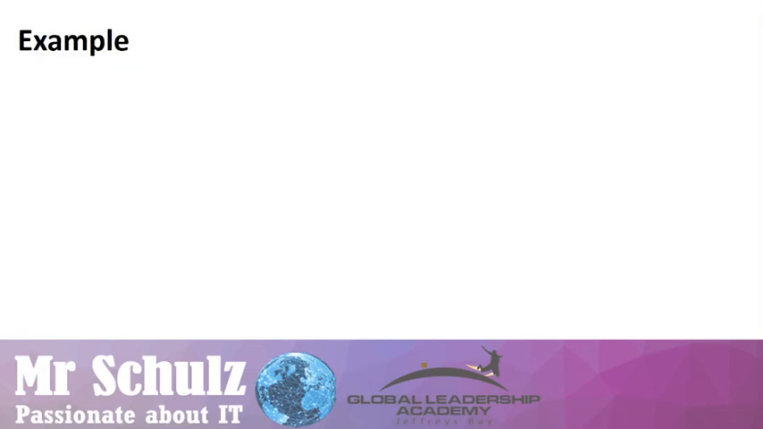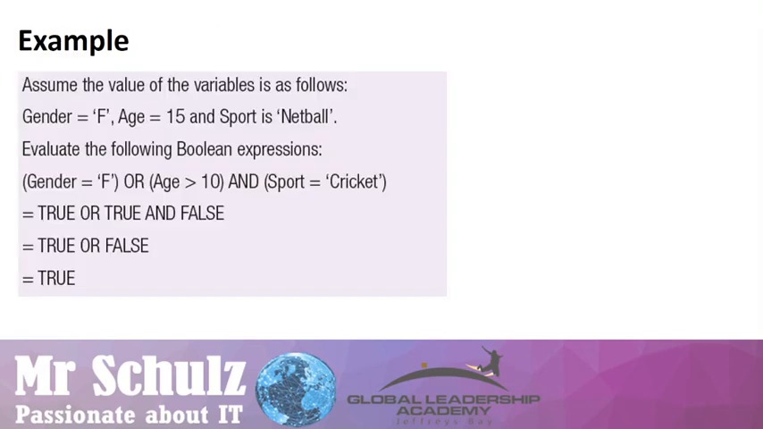Let's have a look at an example. We assume that the value of the variables is as follows. So gender is female, age is 15, and sport is netball. Evaluate the following Boolean expressions. So we have gender equals F, or age is bigger than 10, and sport is equal to cricket. So which one do we look at first?